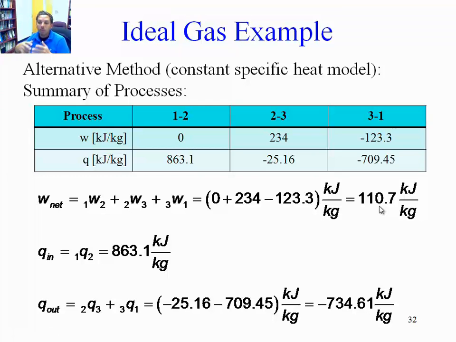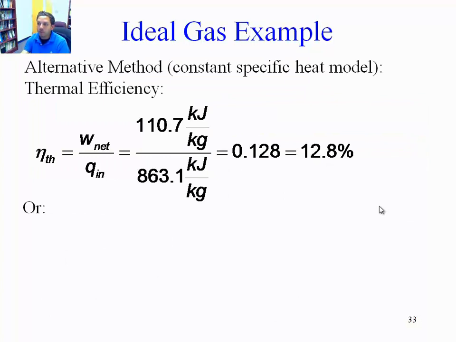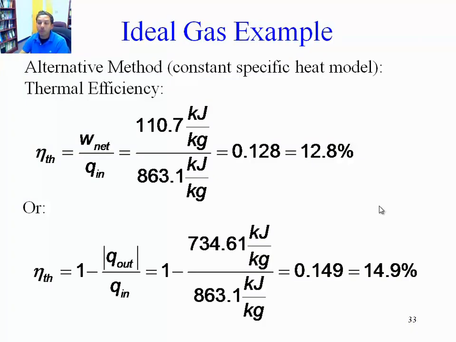Nonetheless, we're going to allow you to use this one for efficiency purposes because it is faster, especially for tests. So this is the thermal efficiency. Which number do we trust? Actually, we cannot trust either one of them because these numbers come from inaccurate approximations, but this is just an illustration of the methodology.